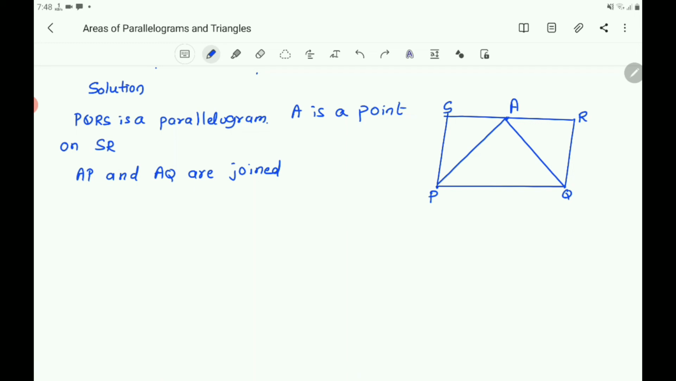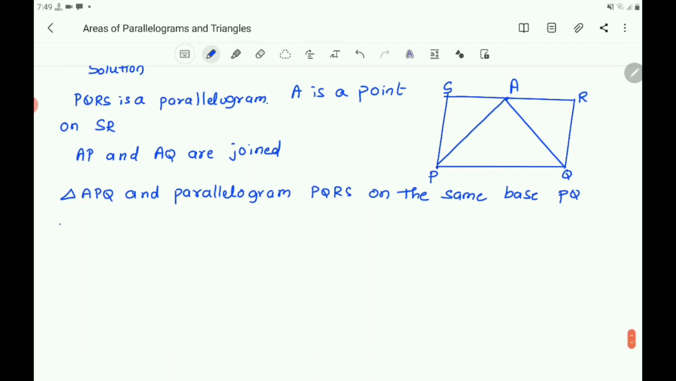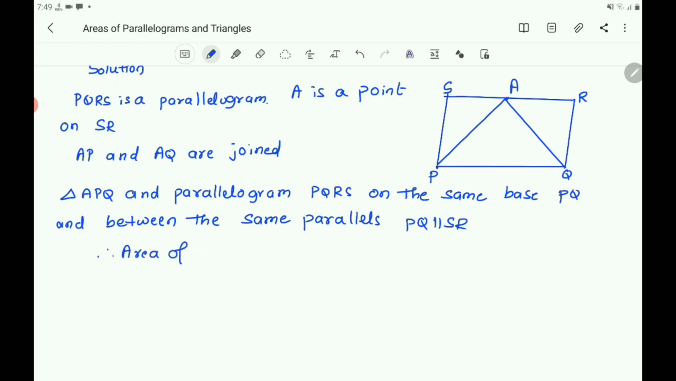So you write triangle APQ and parallelogram PQRS on the same base PQ and between the same parallels, PQ parallel to SR. Therefore, you can have that area of triangle APQ equals half area of PQRS.